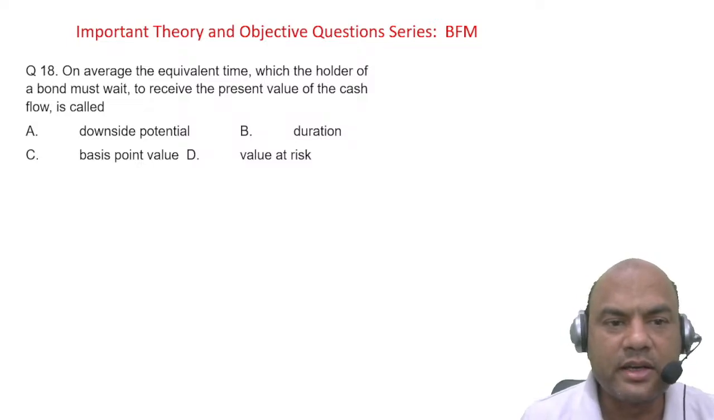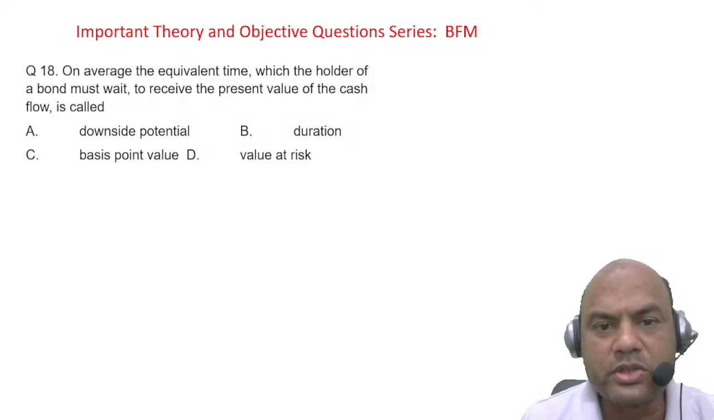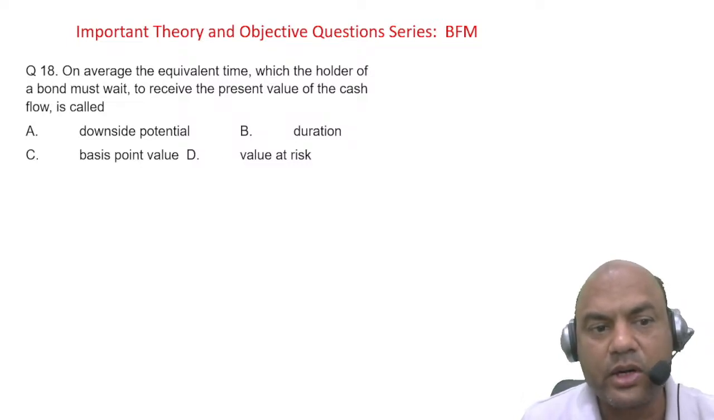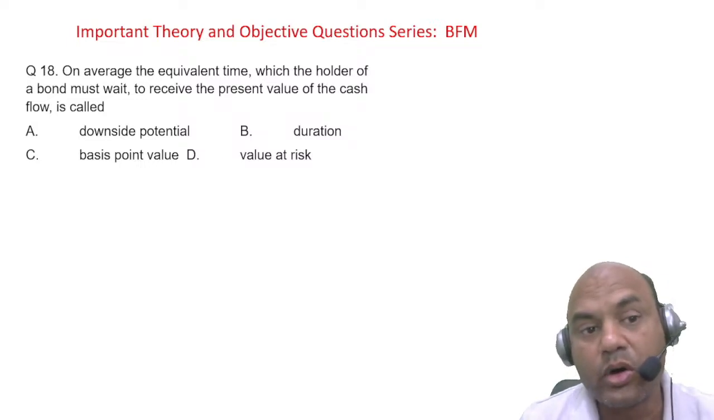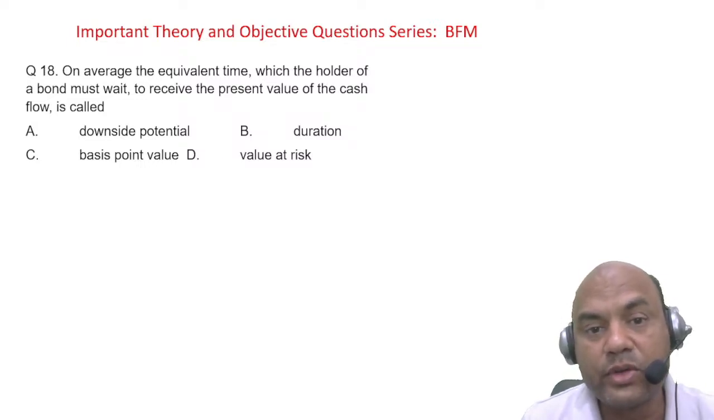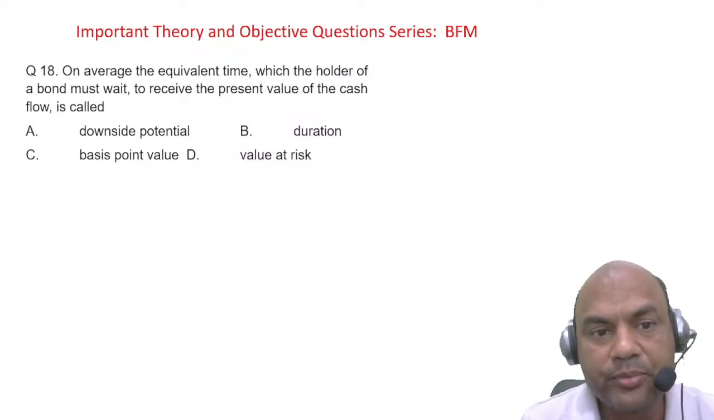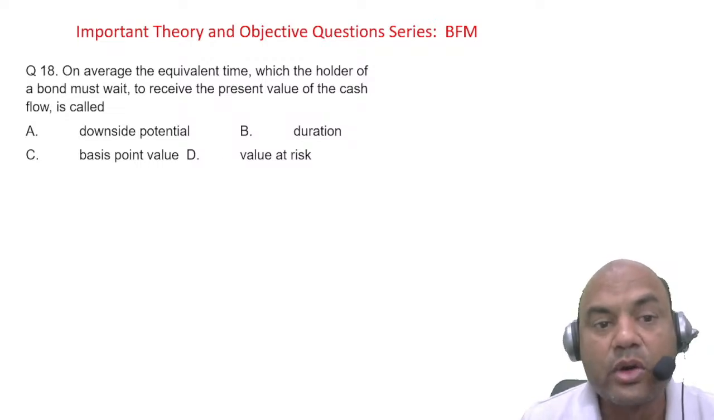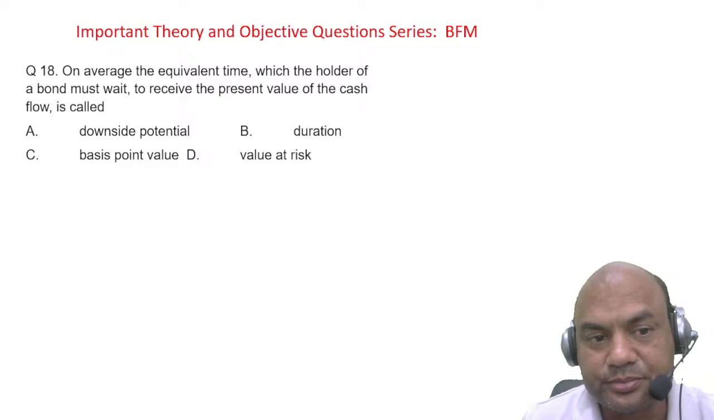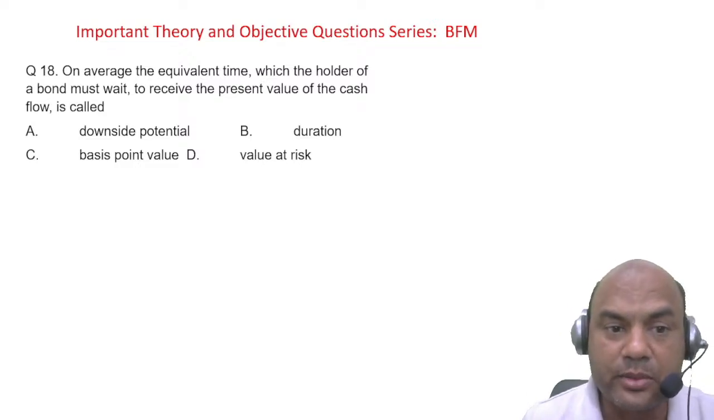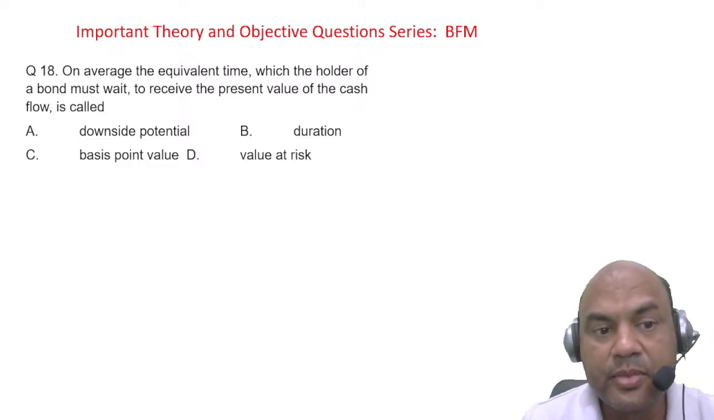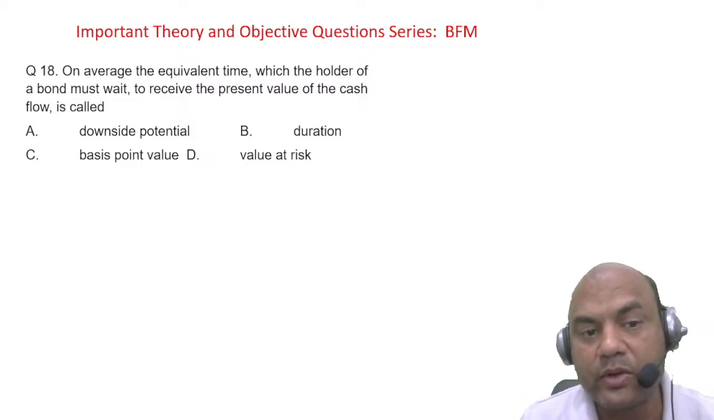On average, the equivalent time which the holder of a bond must wait to receive the present value of the cash flow is called as what? On average equivalent time which the holder of the bond must wait, means suppose if I'm holding a bond, what is the average time for which I must hold this bond to receive the present value is known as what? Downside potential, duration, basis point value and value at risk.